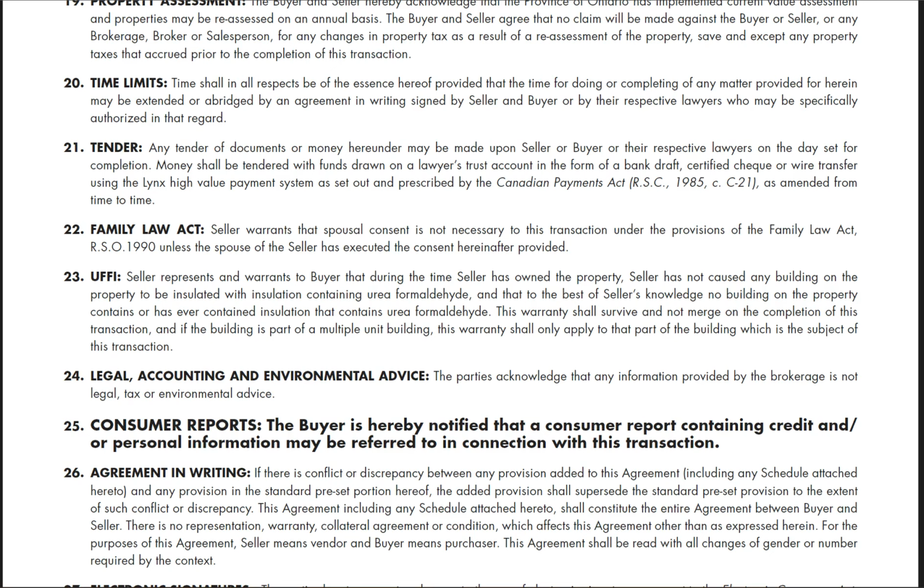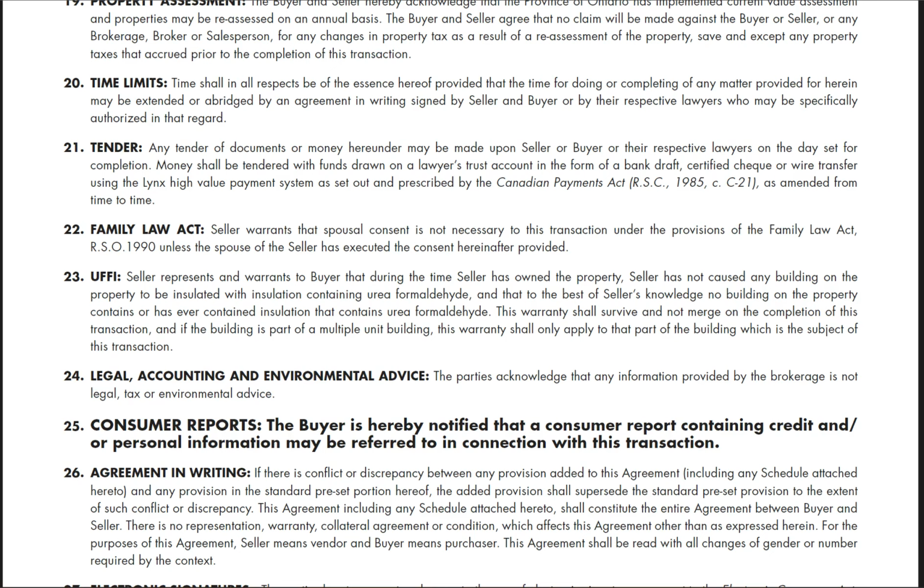So what happens if a deadline is missed? If the buyer misses a key deadline, for example a deposit payment or financing condition, the seller may cancel the deal and keep the deposit. If the seller fails to meet the deadline and provide clear title, the buyer may be able to walk away. And if both parties agree, deadlines can be changed with a simple amendment.